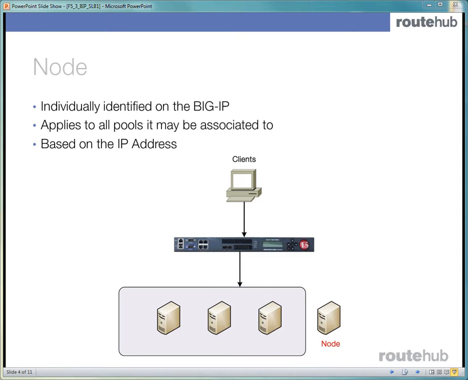Each server would be considered as a node, and a node is a server that isn't attached to a specific pool. It is focused on the server itself. So instead, it can apply to all pools it may be associated with. So it is based on the number of connections to that IP address. So for example, a single server could exist in a web server pool providing web client requests. And that same server may exist in another pool like an FTP server pool providing FTP client requests. That server can be represented as a node, which can be used for load balancing decisions.